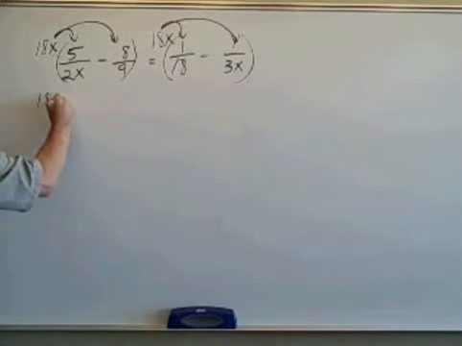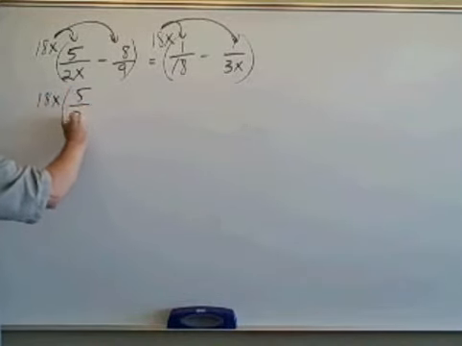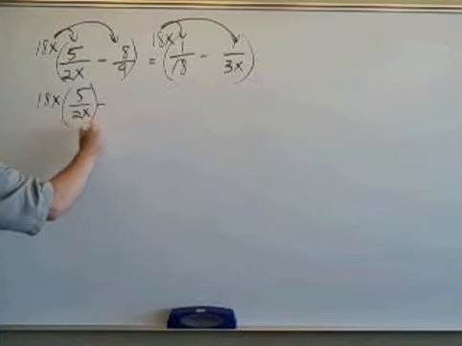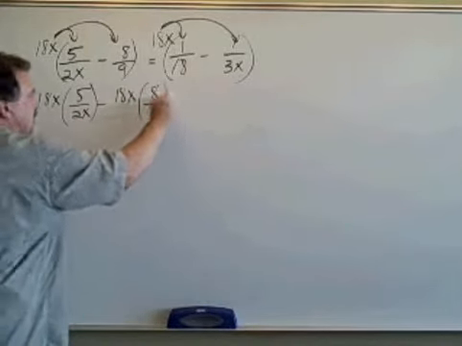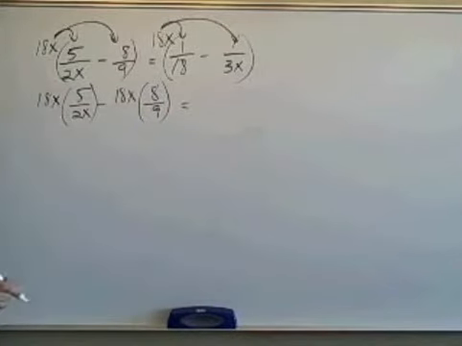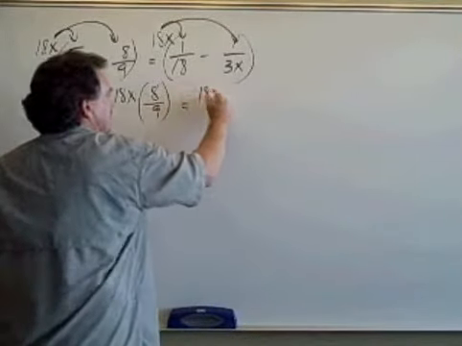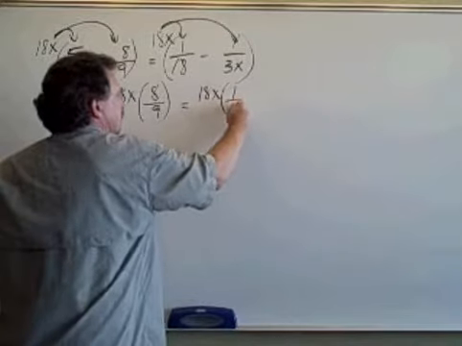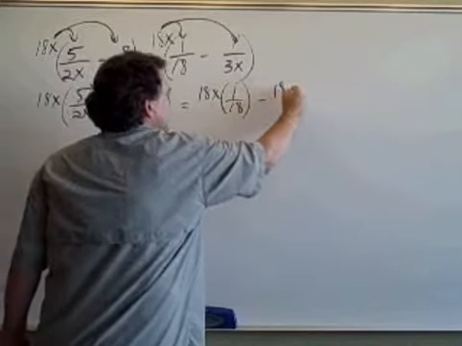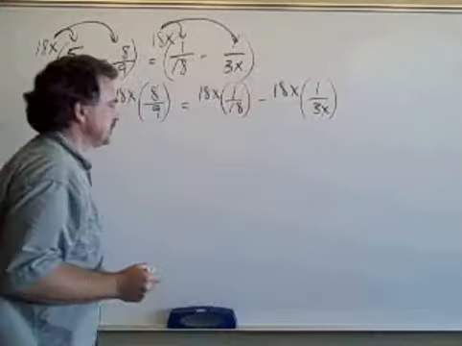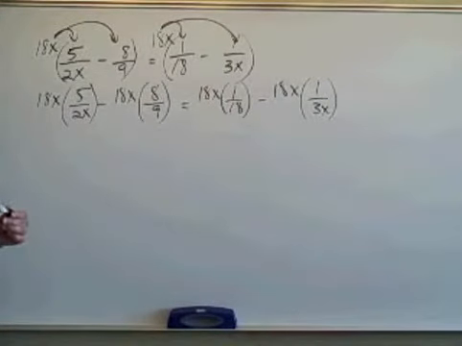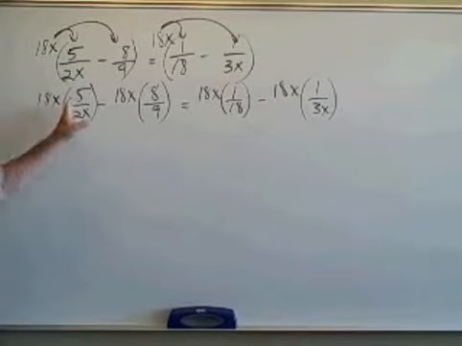So it's going to be 18x times 5 over 2x, minus 18x times 8 over 9, equals 18x times 1 over 18, minus 18x times 1 over 3x. Now I'm going to perform those individual multiplications.